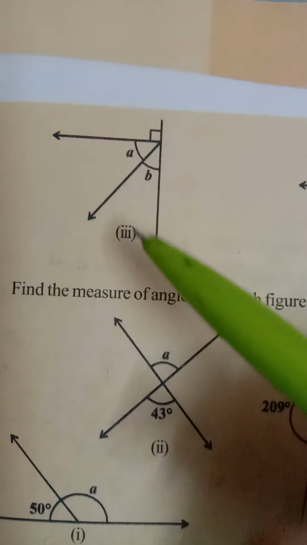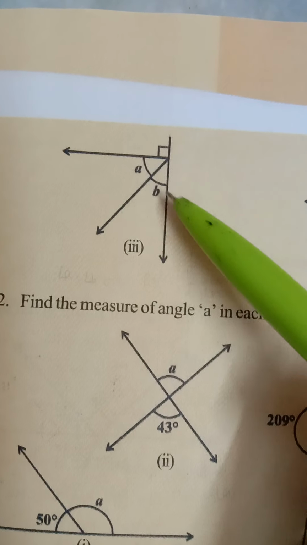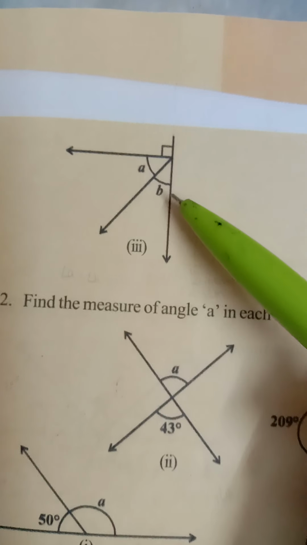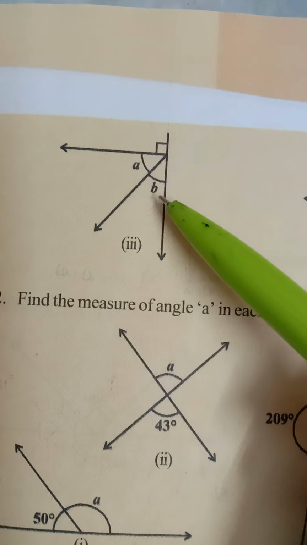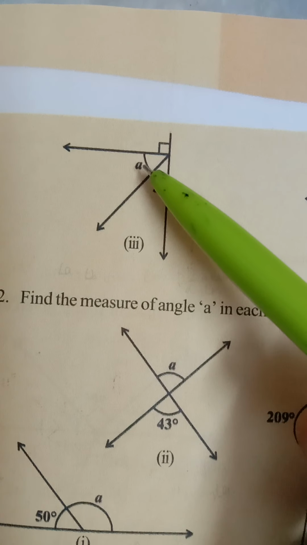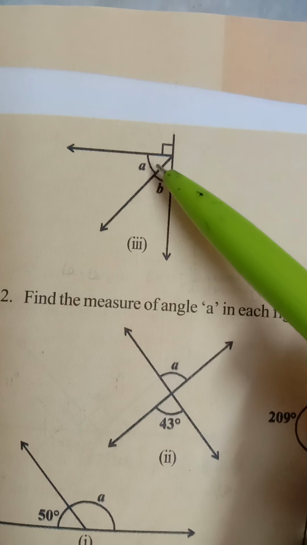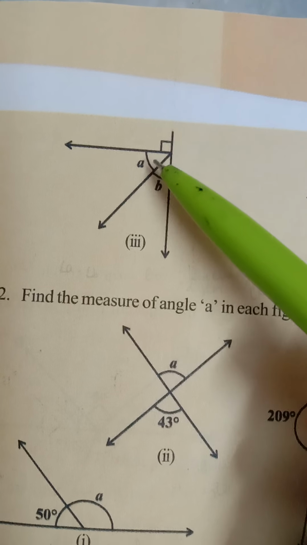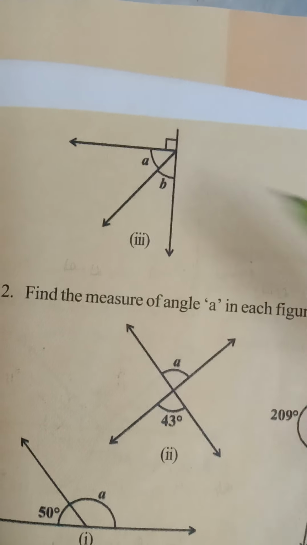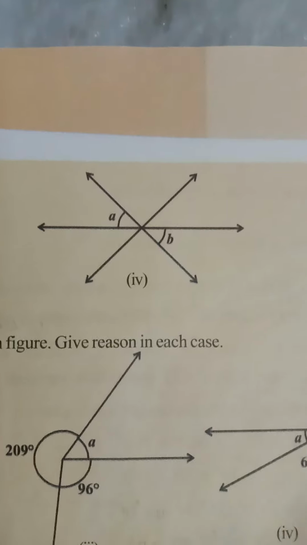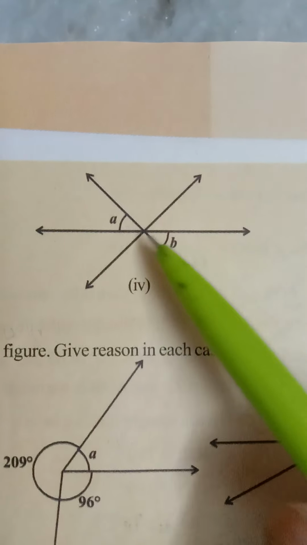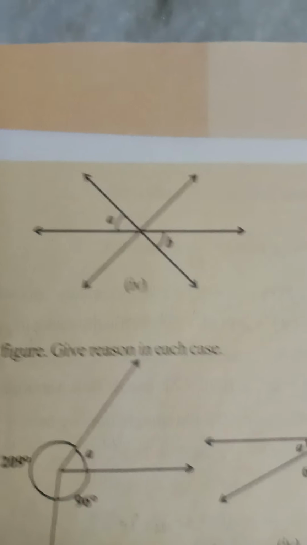Next, in diagram 3, angle A plus angle B equals 90 degrees. The pair of angles A and B are complementary angles, since the pair of angles equals 90 degrees. In diagram 4, angle A and angle B are vertically opposite angles.